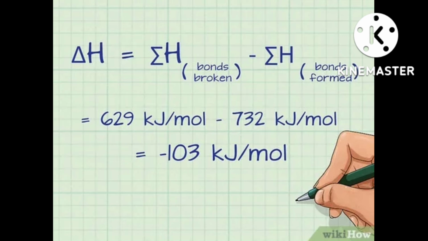And C double bond N, that is also called cyanide, CN double bond, that is 615 kilojoule per mole. I have told you about the different mean bond enthalpy values. Now one more relation I am going to discuss here, that is related to bond energy only.